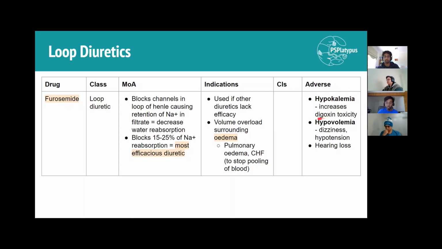One thing to note is that it increases digoxin toxicity. We'll talk about digoxin in a second. It causes hypovolemia, which makes sense because by losing water, we lose volume. It causes dizziness, hypotension, and hearing loss.